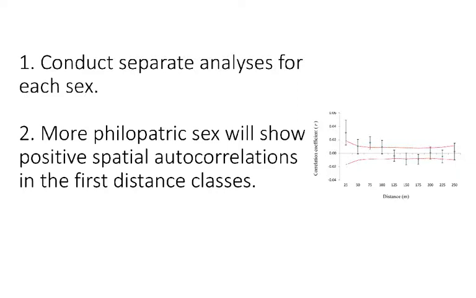The pattern in those plots will look different depending on whether that sex is dispersing or not. The more philopatric sex, the one that stays close to home, will show positive spatial autocorrelations in the first distance class. In this graph on the right, the first distance classes are the shorter ones, and the correlation coefficient is higher in those. The value of R is higher.